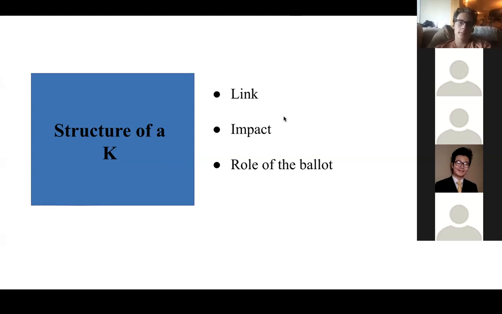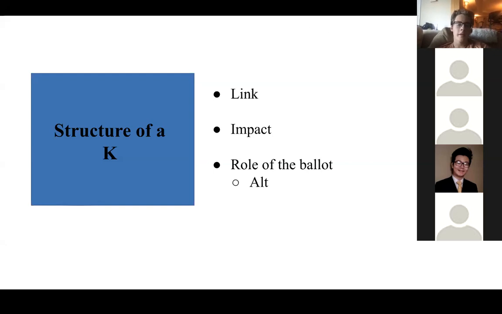Next point is the impact. Or I already said the impact. The next point is the role of the ballot. The role of the ballot is where you justify, if the rest of the critique is true, if the link and the impact is true, then why does that mean that you win? That is what the role of the ballot is meant to justify.